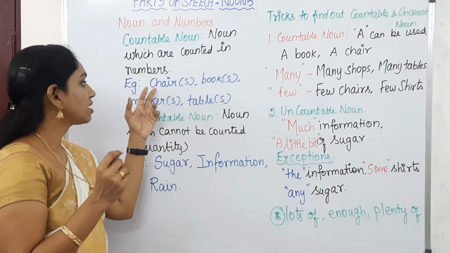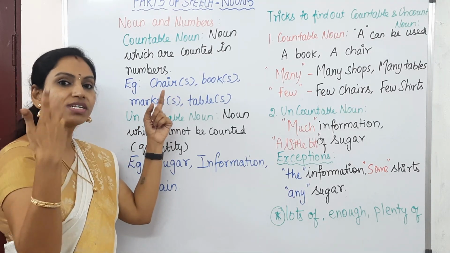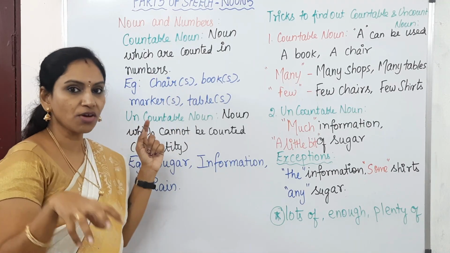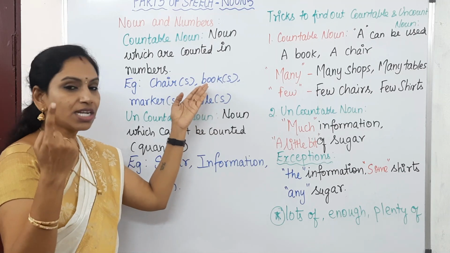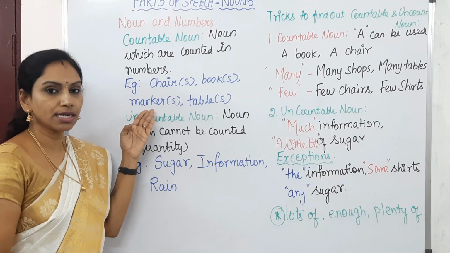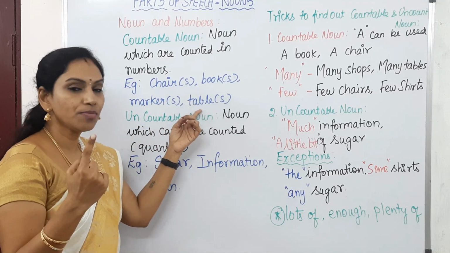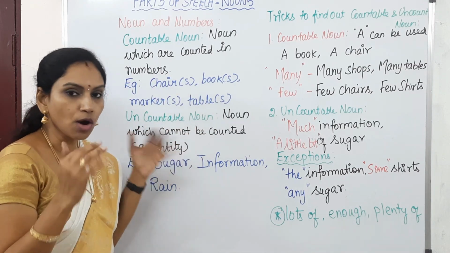If it is single, only one, you will say it as chair. If it is many, you will say it as chairs. You can count the number of chairs. Books, many. If it is single, you will call it a book. Then one marker, many markers, one table, many tables. So all these are countable nouns.